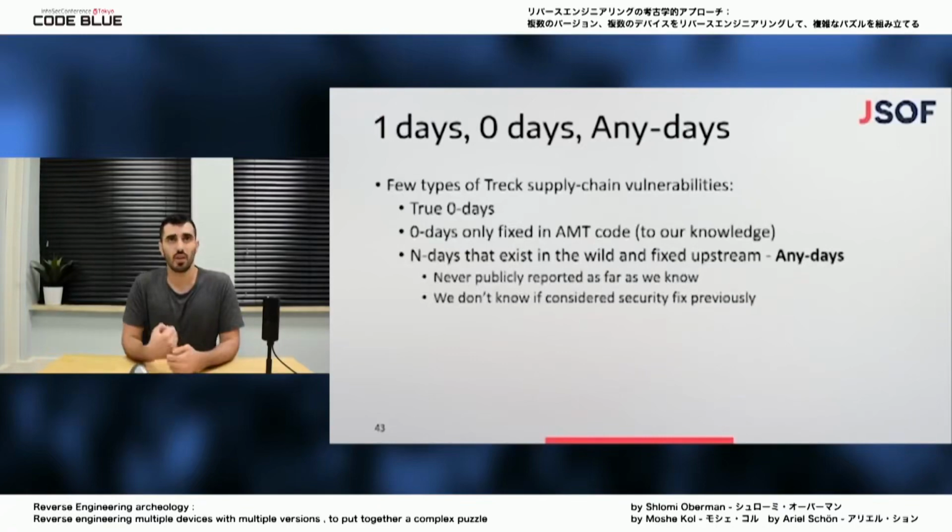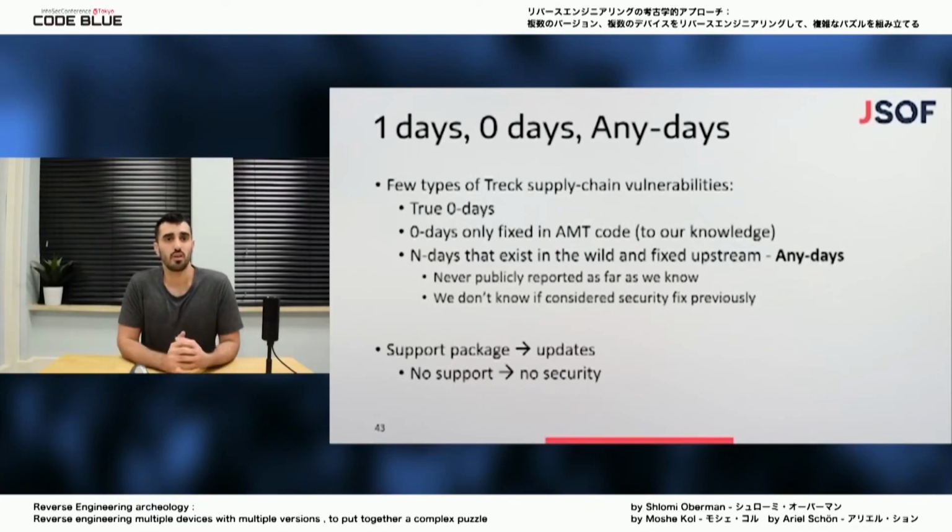So to summarize, there are a few types of Treck supply chain vulnerabilities. Ones that are true 0-days, ones that are 0-days that are only fixed in Intel AMT code to our knowledge and not in Treck upstream, and vulnerabilities that are N-days that exist in the wild and are fixed upstream, but never actually publicly reported as far as we know, and we actually don't know if these are considered security fixes. So it works like this. If you have a support package of Treck, then you get updates, feature updates, and security updates, and if you have no support, then you get no security.